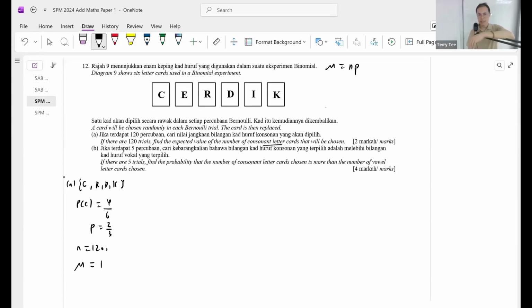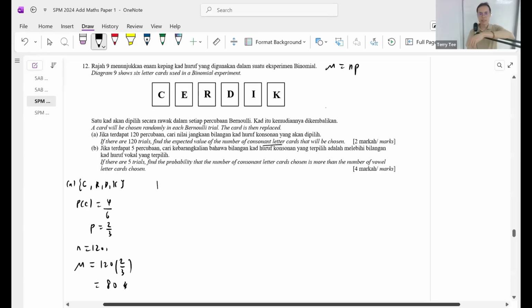So your expected value or mean is 120 times 2 over 3, and the answer is 80. Right? Expected value is 80. That means if you draw 120 times, you draw it, put back, you draw it, put back, on average, you get 80 consonant cards.